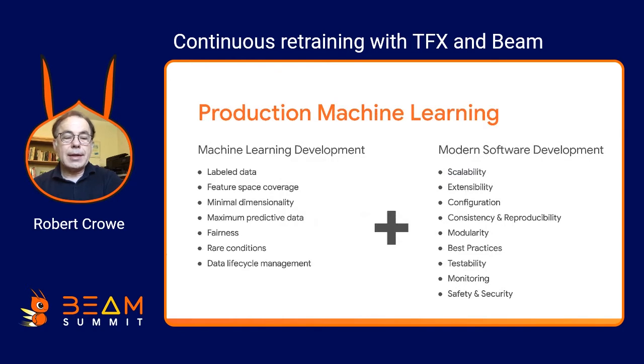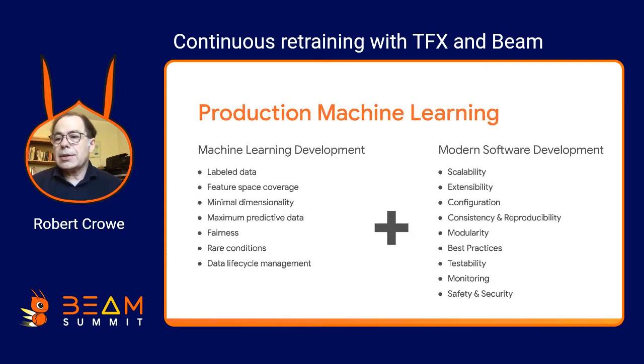So, thinking about the challenges you have in machine learning development, you have all the standard challenges you always have. Assuming you're doing supervised learning, which is a little different in the case that we're looking at, we're not actually using labeled data so much. So that's a little different, but definitely a factor. Worrying about your feature space coverage. Again, this particular example is a little bit different because we're using the direct data coming in and trying to reconstruct it. So our feature space is sort of covered by default. Minimizing dimensionality, fairness, and rare conditions.